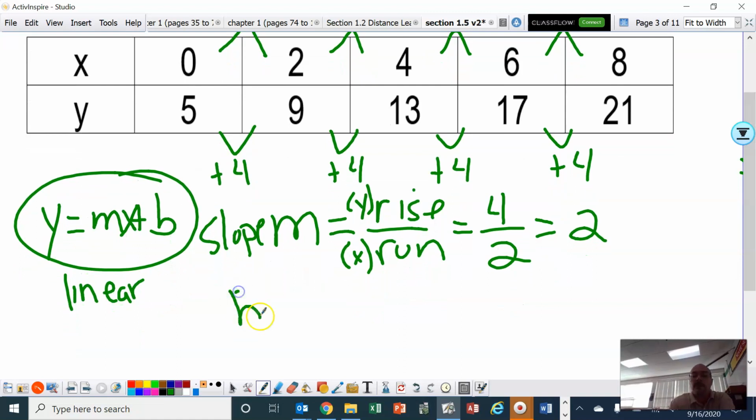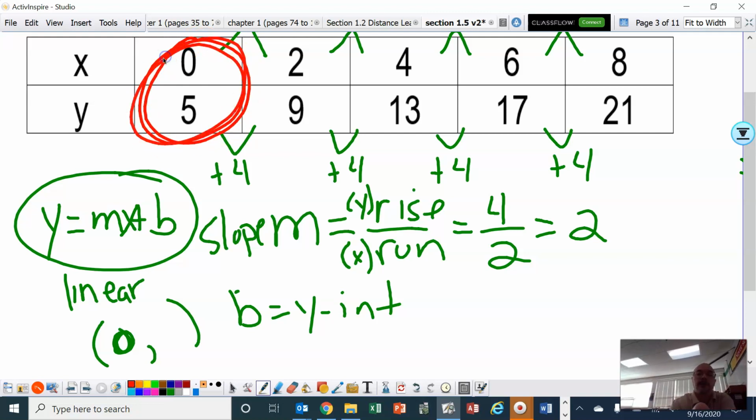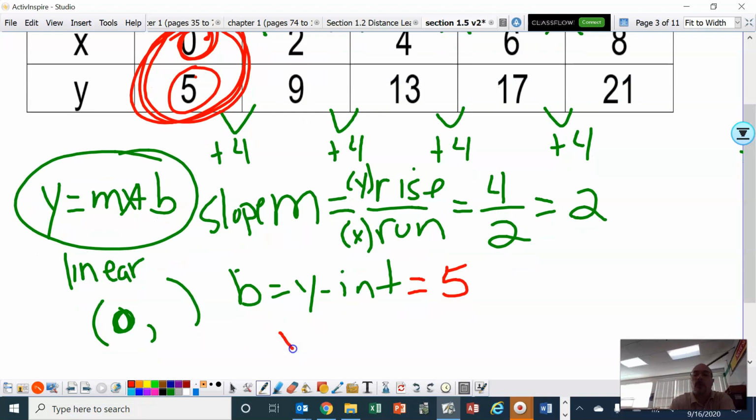All right, now the b, remember, is your y-intercept. Well, the y-intercept, ladies and gentlemen, what's the x value of the y-intercept? The x value is always 0, right? Well, I see right here that I've got an x value of 0 right here. So the y-intercept is 5. So in this situation, the y-intercept is 5. So I have my values now. So I can write my equation, y equals 2x plus 5.